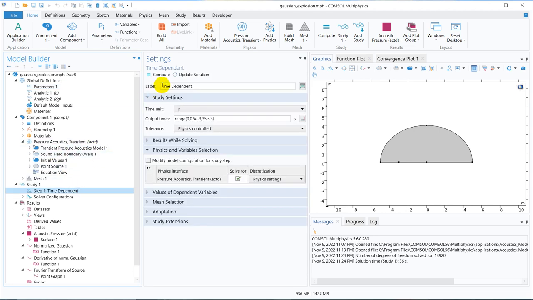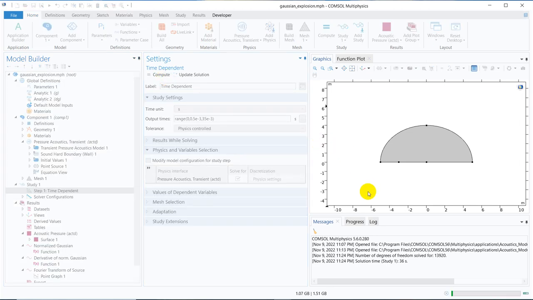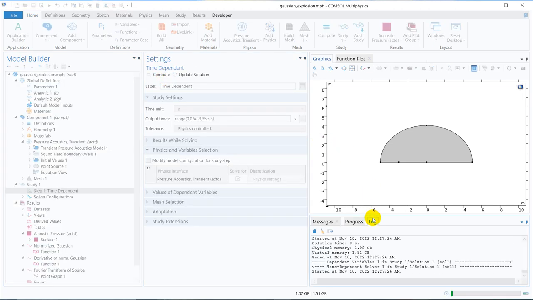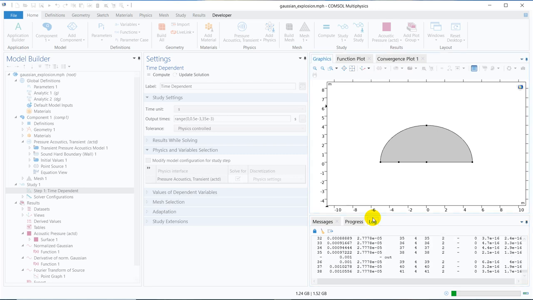So if we just click on compute, it will start computing and it will take a few minutes. We can wait until the simulation finishes. You can see this is running very fast, so it will be completed soon. So we can expect at a certain time there is a peak. Peak means a pressure appearance, and then it slowly moves in this particular direction.